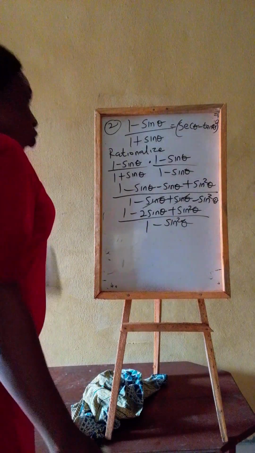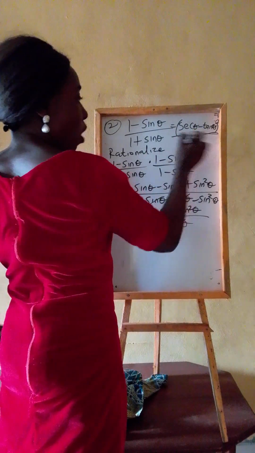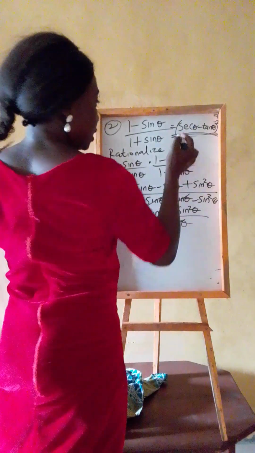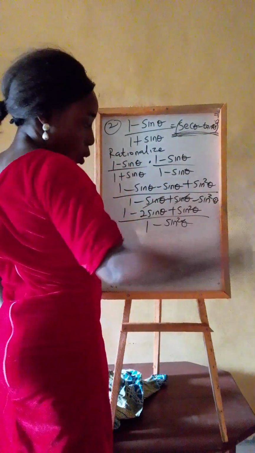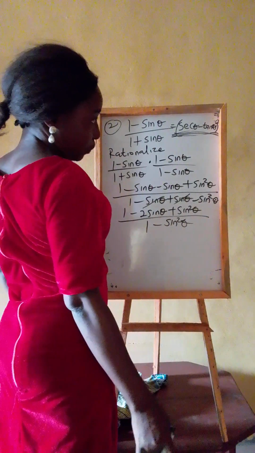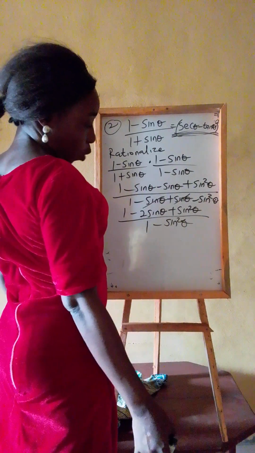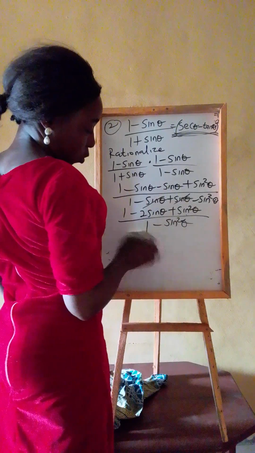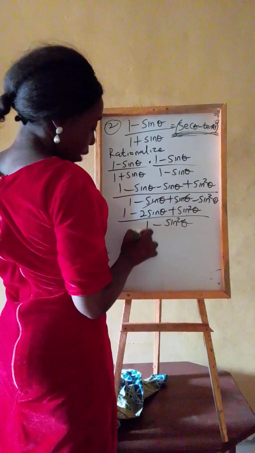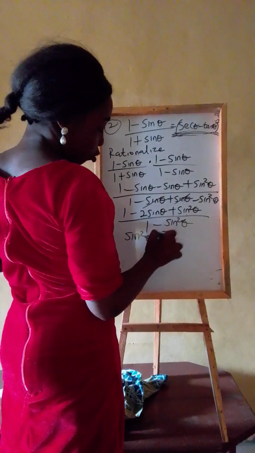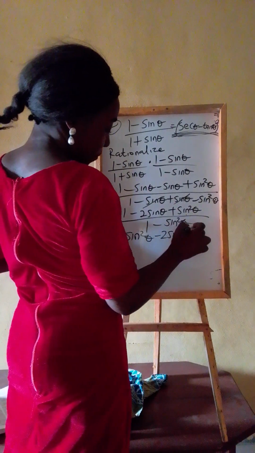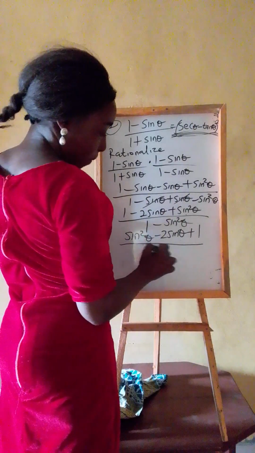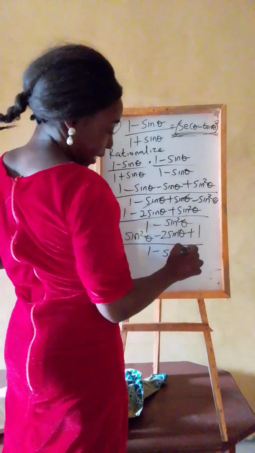Don't forget, this is what we want to prove. So, when you have something like this, we can rewrite it as sine squared theta minus 2 sine theta plus 1 over 1 minus sine squared theta.